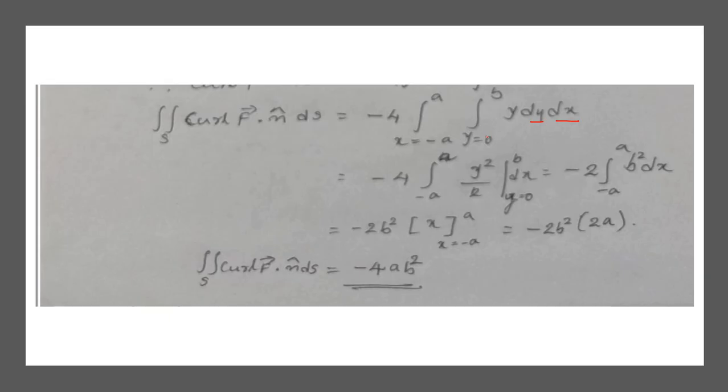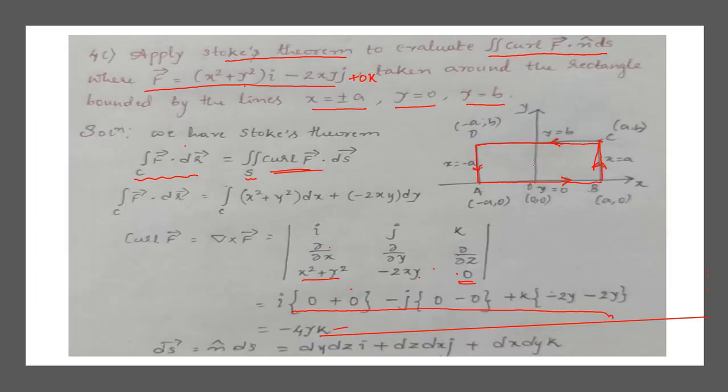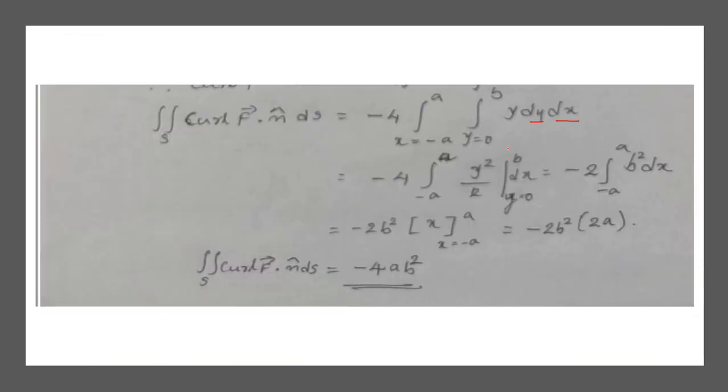So y ranges from, see the figure, 0 to b. In multiple integrals I have explained this. Now I need to find the range of x. The range of x is from minus a to plus a. Therefore, it is the integral x equal to minus a to plus a, y equal to 0 to b, of minus 4y dy dx.